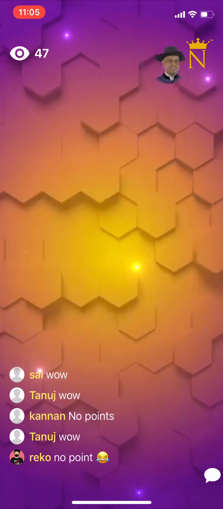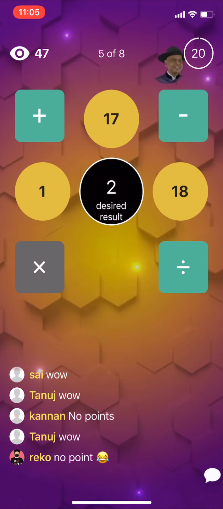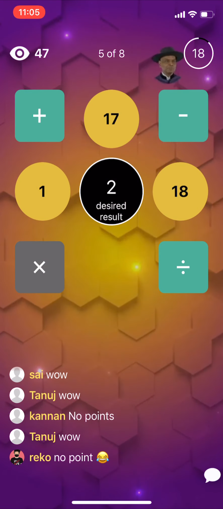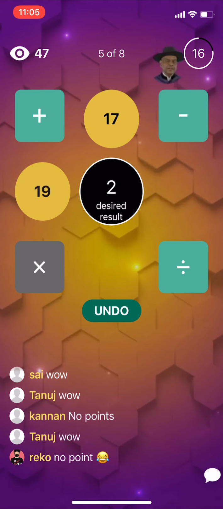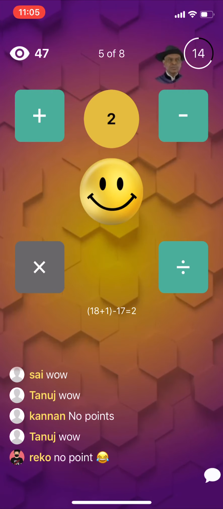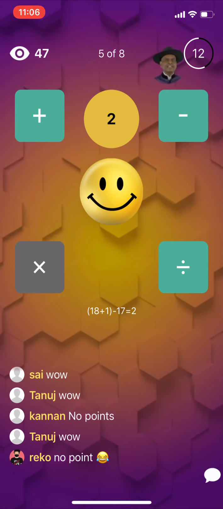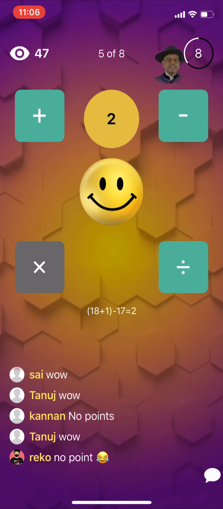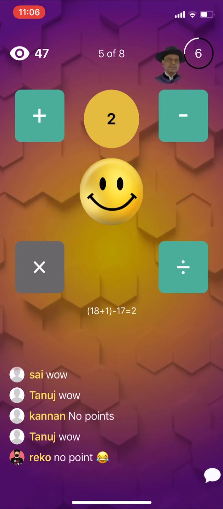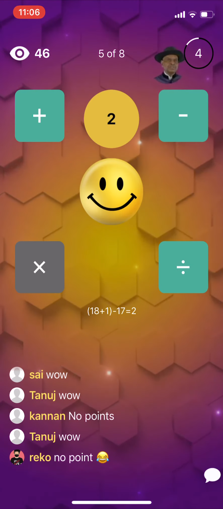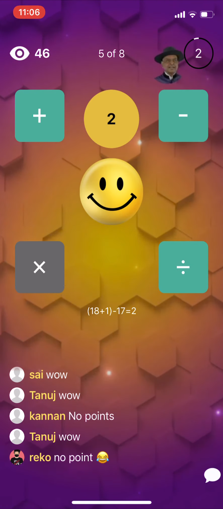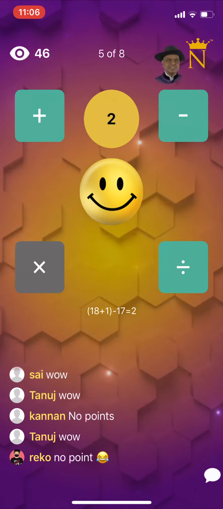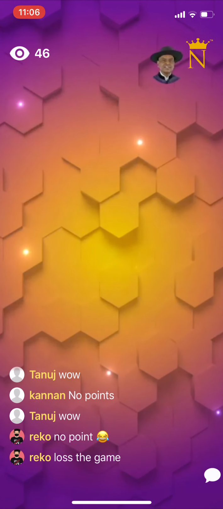Let's move on to question 5. Kannan's reporting no points. We'll take a look at it. Our engineers will take a look at it as well. 18, 1, 17. The desired result is 2. Addition, subtraction, and division. So how do you get 2 out of 18, 1, and 17? I think it's just addition and subtraction. There's no division involved in this.